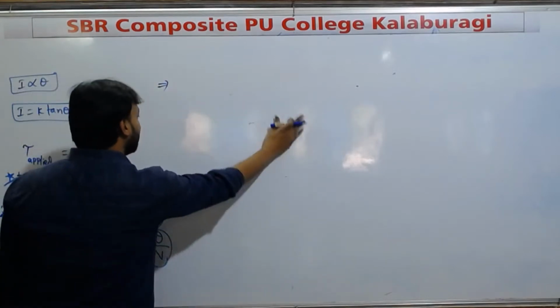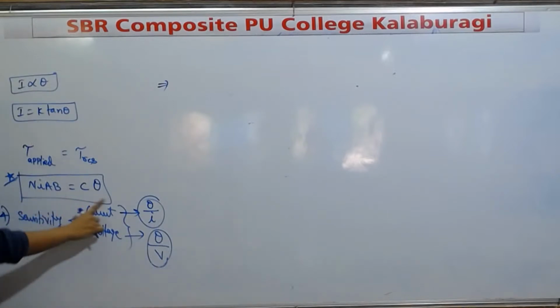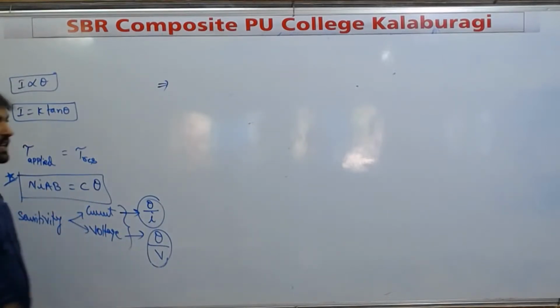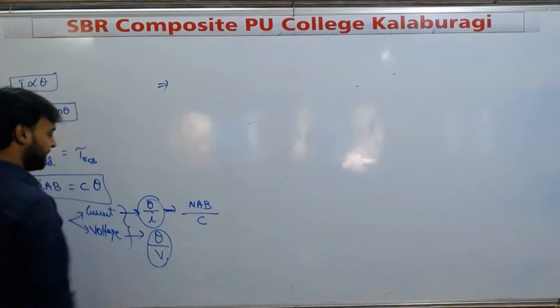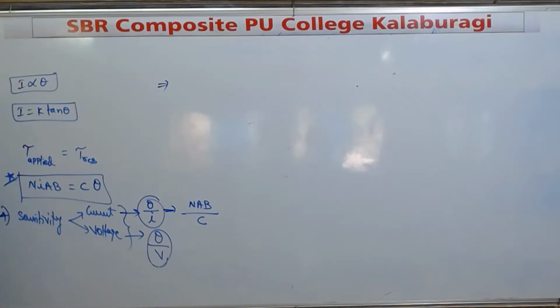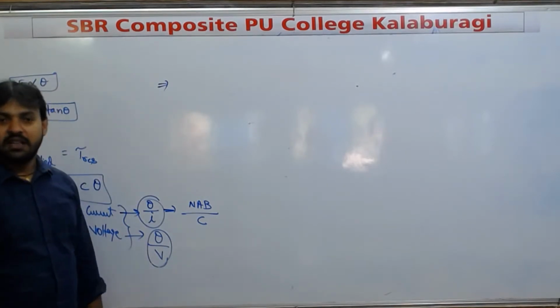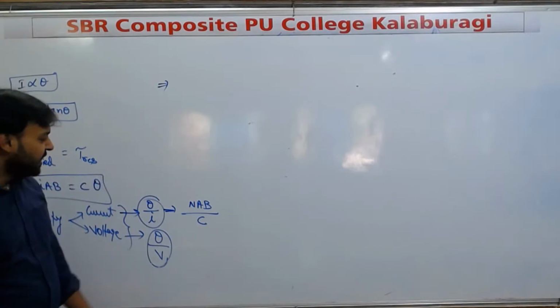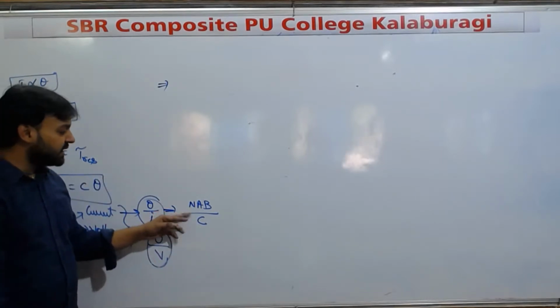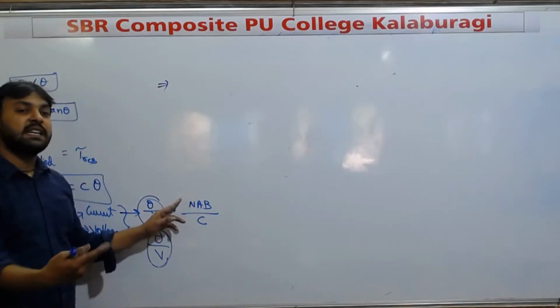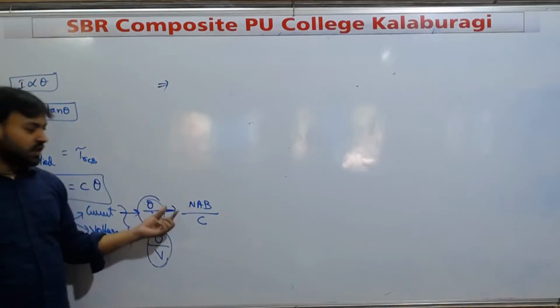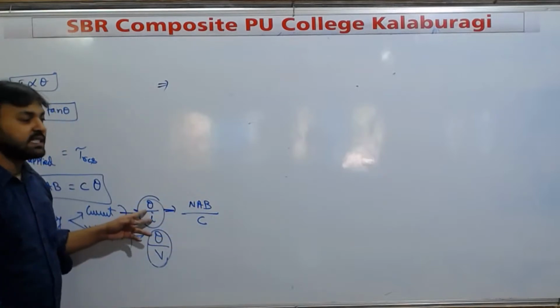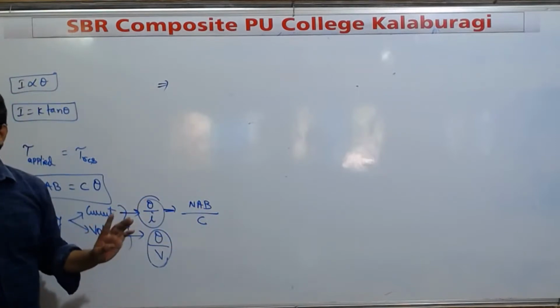How do we calculate it? I think theta by I is easy. See, theta by I is NAB by C. So theta by I is nothing but NAB divided by C. Now, current sensitivity depends on, theory questions will come, the number of turns, area, and magnetic field. If the number of turns increases, what will happen to current sensitivity? It increases. Why? It is directly proportional. If the area changes, what will happen to current sensitivity? If the magnetic field changes, how do we calculate all those things?